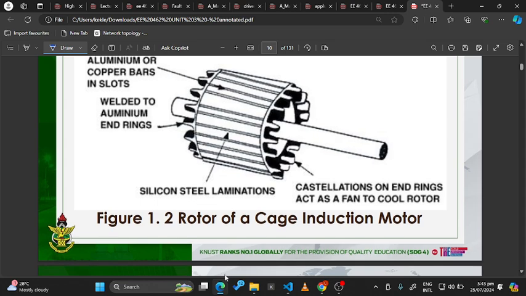This is how the rotor looks. This is the rotor, and this is the shaft. These are fins, welded to aluminum end rings, so the aluminum bars are short circuited. These fins serve another purpose in that they help in cooling the rotor and the rotor windings. As they move, they blow air over the windings to cool them.